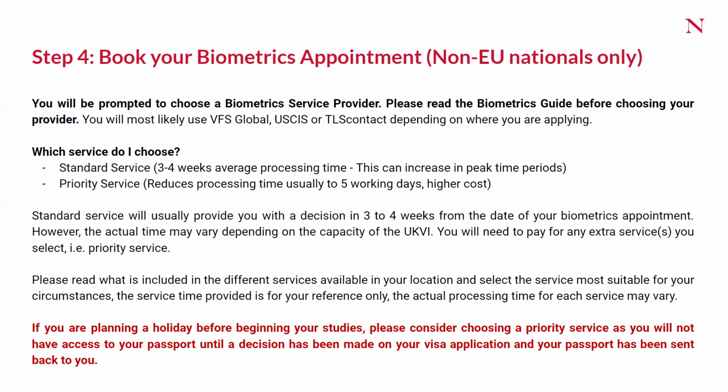Which service do you choose? So a standard visa application service takes 3 to 4 weeks average processing time, which can increase during peak time periods. The priority service does significantly reduce the waiting time, usually to around 5 working days, but it does come at a higher cost. These processing times will provide you with a visa decision from the date of your submitted biometrics. However, the actual time may vary depending on the capacity of the UKVI at the time of processing.